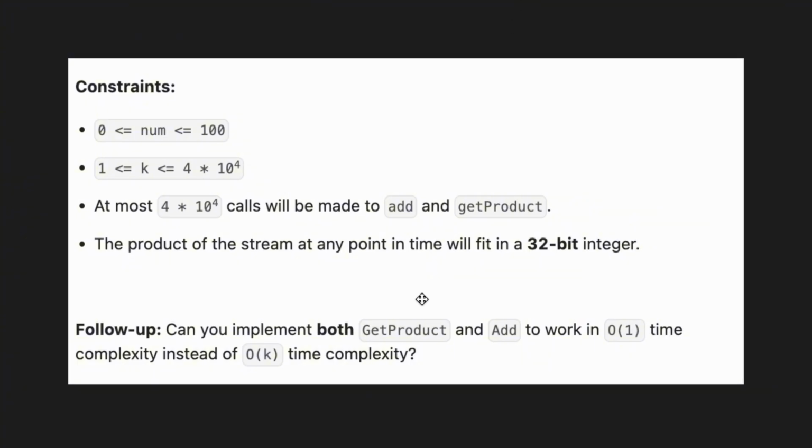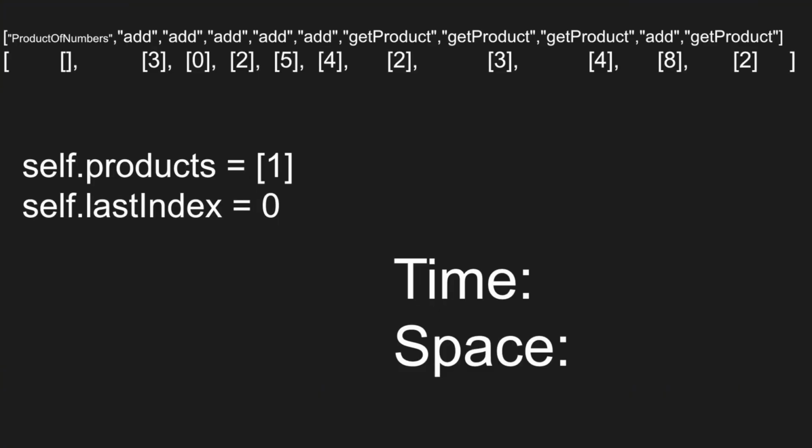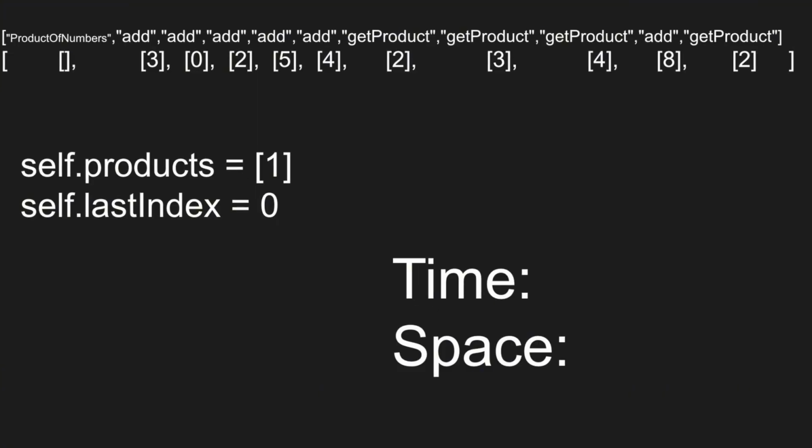A quick side note, we want our get product and add function to both work in O of 1 time, so we cannot just make an array and then multiply the last few elements in the array in our get product function, because that would be slower than O of 1 time. So to make it more efficient, in our constructor, we will have a list called products initialized with only one element, the number 1, and the last index will be the last index of products that we currently have, which for right now is 0.